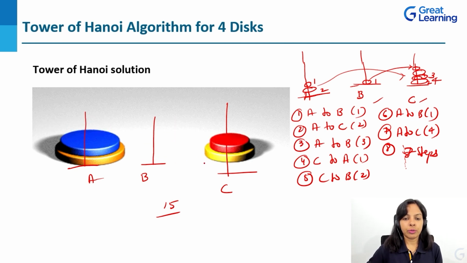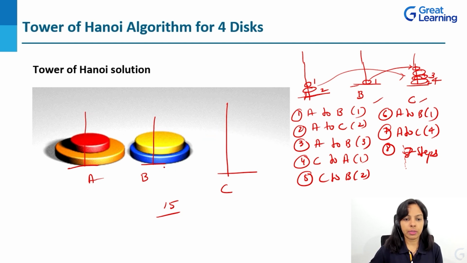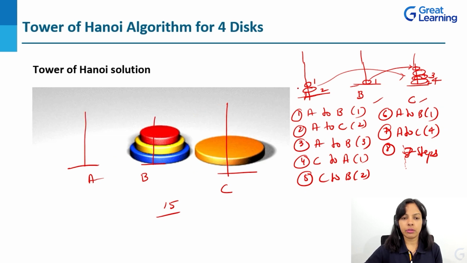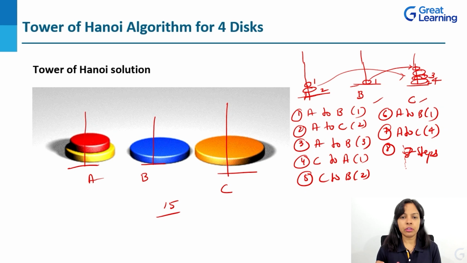Even in this GIF, if you watch closely, you'll be able to understand how the shifting of the disk is being done. It is the same as what I explained to you right now over here. So I hope this is clear. Tower of Hanoi algorithm for 4 disks.